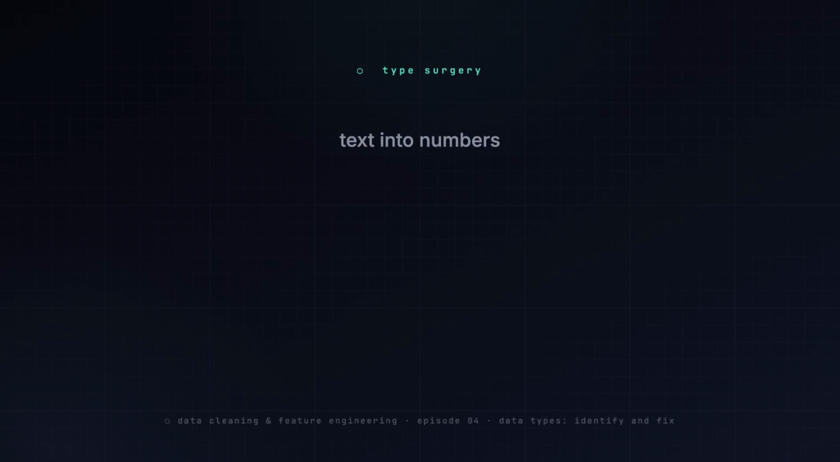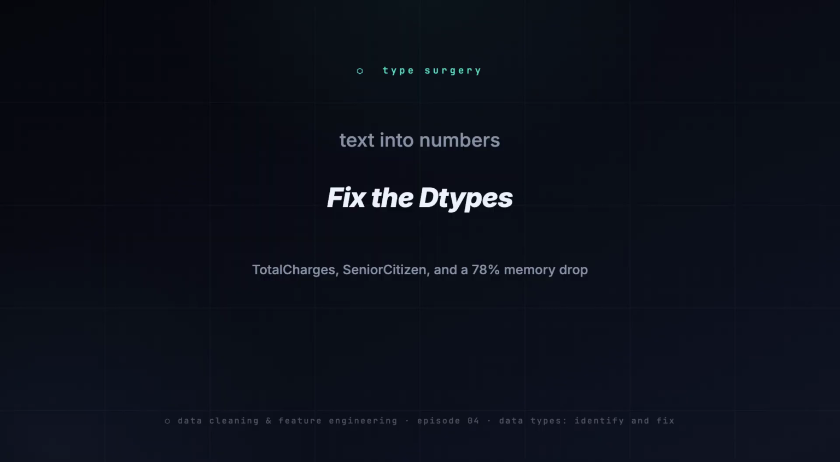Last episode, our quality scan caught the culprit. Total charges is a text pretending to be numbers, and it hides 11 blanks. Today we fix it and right-type the whole table.